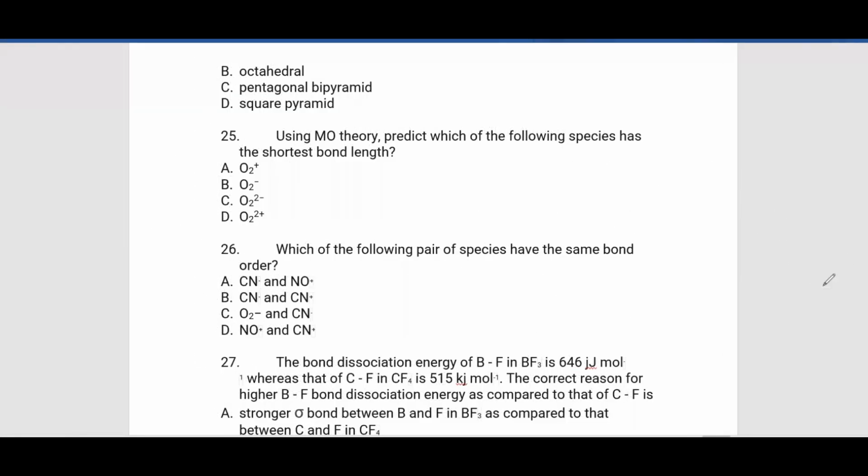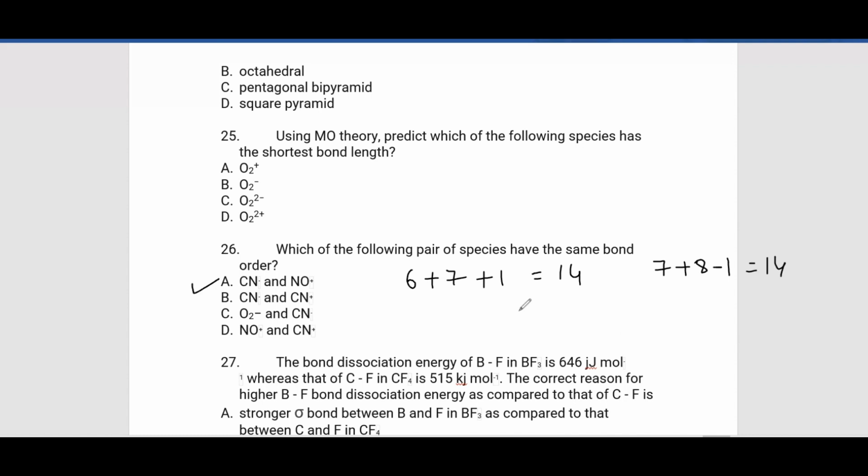Which of the following pair of species have the same bond order? We need to check which of the two is having the same bond order. Same bond order means it should have the same number of electrons, because isoelectronic species will be having the same bond order. Let us calculate the number of electrons in CN minus and NO plus. In carbon 6 electrons, and in nitrogen 7 electrons, and a minus is there. So plus 1 electron, that would be 14 electrons, and in NO plus 7 plus 8 minus 1, and it is 14 electrons. So our answer is CN minus and NO plus.